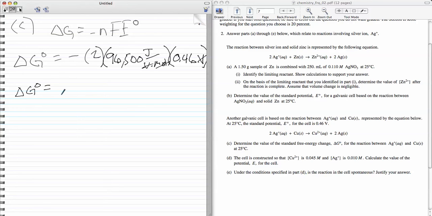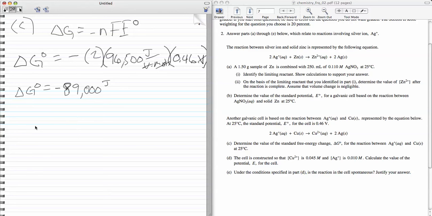in joules is going to be negative 89,000 joules. Okay, and so you could do this in kilojoules, would be fine too. Obviously it would just be negative 89 kilojoules, but to get credit on that you need to have the number with the matching units.